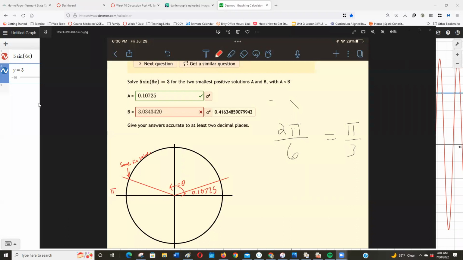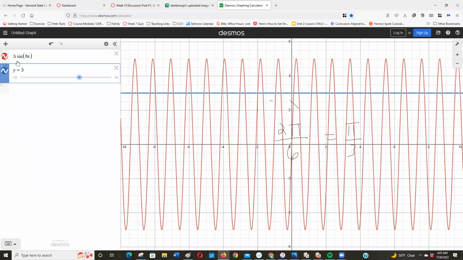So I went out to Desmos and I graphed 5 sine 6x on one equation, and I graphed y equals 3 because that's the other side of the equation, right? On one graph, and here's what I'm seeing: all these squiggles. Now I know from the work I just did that the period is pi over 3.